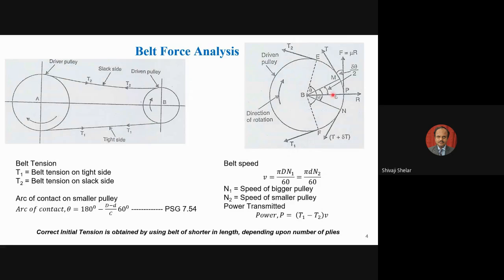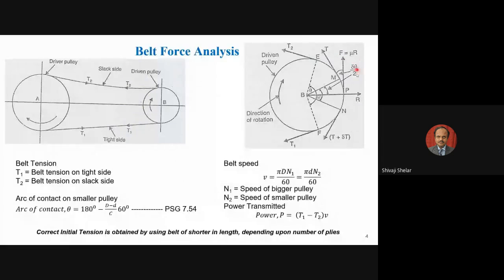If you take a very small element of the belt here, with angle d theta, this belt will be subjected to tension T, and on the other end, T plus delta T. At the same time, this belt is moving, so it has a relative motion with respect to the surface of the pulley. So there will be chances of frictional force developed there, and that will be directly proportional to the normal reaction R here. So frictional force F is equal to mu into R.